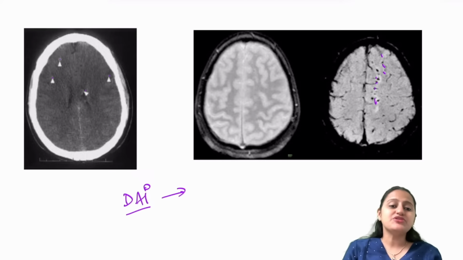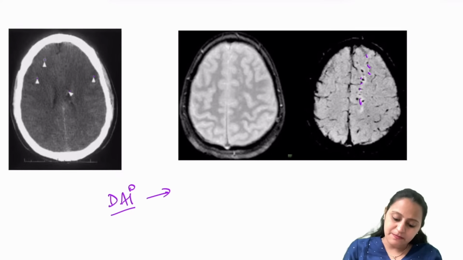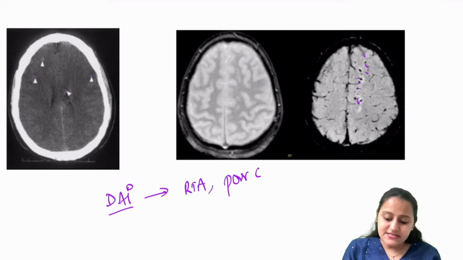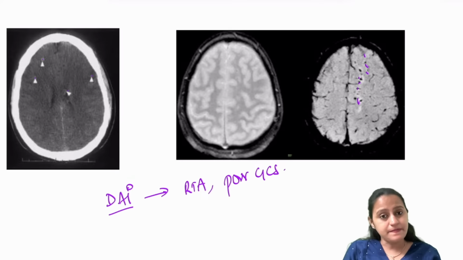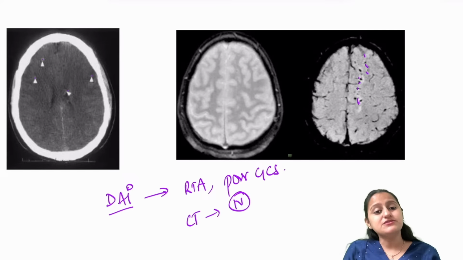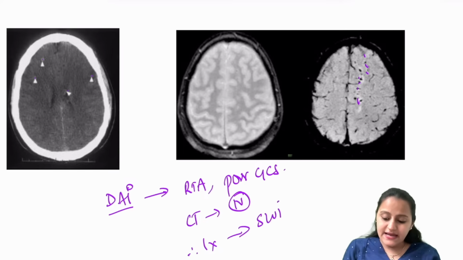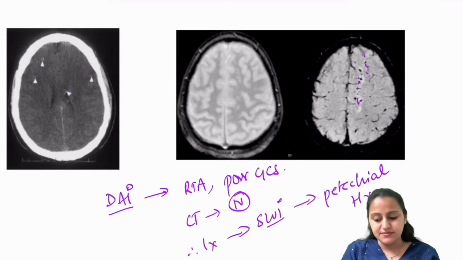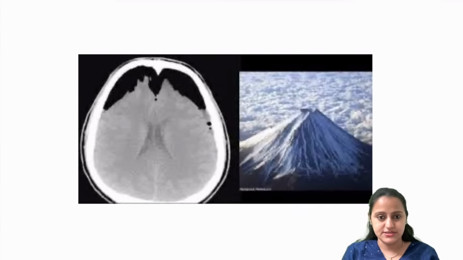So classical history in diffuse axonal injury will be a patient who has had a history of trauma and the GCS is poor, the GCS is worsening, right? And you do a CT scan, in most cases the CT appears normal, and therefore the investigation that helps here is SWI MRI, which helps you pick up these petechial tiny hemorrhages. The black areas are the tiny hemorrhages.